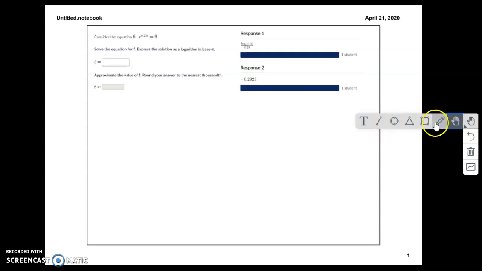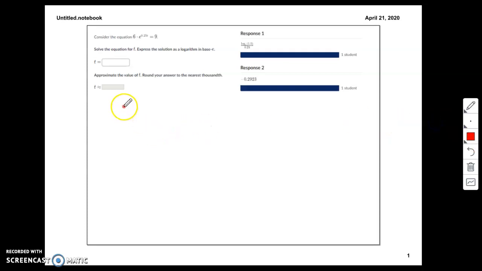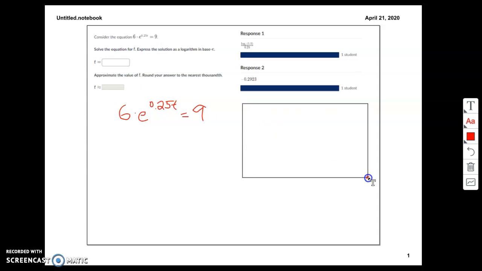Okay, so this is one of the problems you were assigned. I'm just going to rewrite it here: 6 times e to the 0.25 T equals 9. Just real quick, can you go through the steps you took to get to that answer? What did you do first?